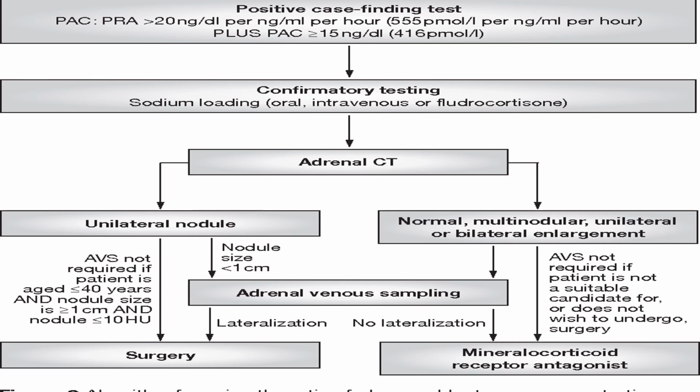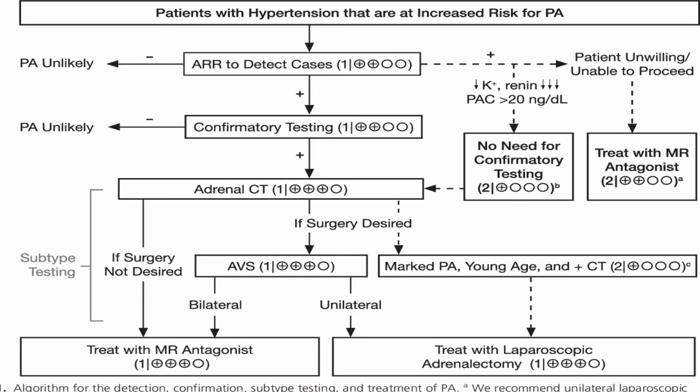But if the patient is a poor surgical candidate, you have to rely on the medical treatment option, a mineralocorticoid receptor antagonist. So again, this is the repetition of the previous slide. When you detect a case, you go for confirmatory tests. You go for an adrenal CT scan, and if you localize the lesion, or if the size of the tumor is more than 1 centimeter, the age of the patient is more than 40 years, there is hypokalemia, and there is less than 10 Hounsfield unit intensity on pre-contrast CT, you need not go for adrenal venous sampling.